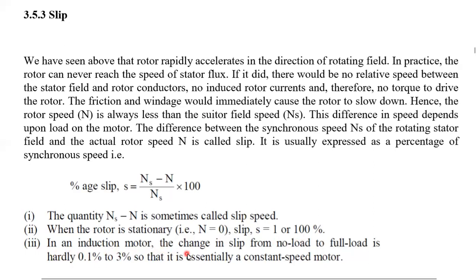In an induction motor, the change in slip from no load to full load is hardly 0.1% to 3%. The percentage of slip in an induction motor is at most 0.1% to 3%, so it is essentially a constant speed motor. Generally, the induction machine is called a constant speed motor because the slip changes only from 0.1% to 3%. Understood? This is about the slip concept.